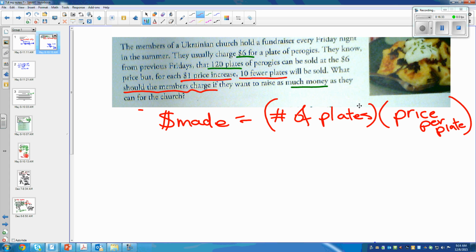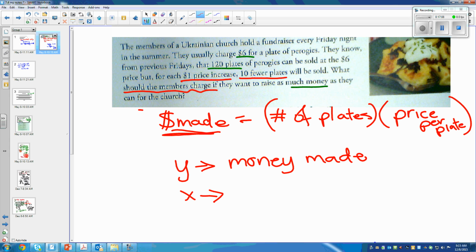So what can we do with this? Price per plate. Okay. Well, what's the one thing we're changing? The dollar amount per plate, right? So we're going to let Y be the money made. And why am I choosing it to be the money made? Because if I look over here, this is the major thing, right? The major part of the function, what we're trying to solve for, was the maximum amount of money. So that's what my Y is going to be. And what's the only thing we're changing?